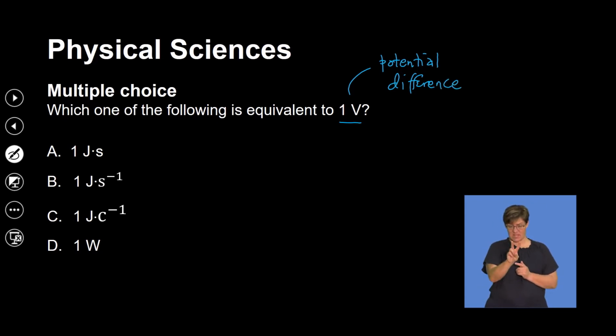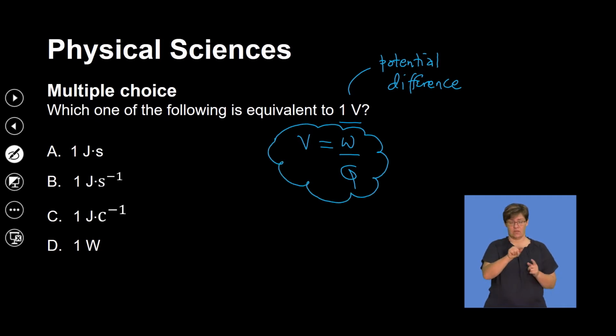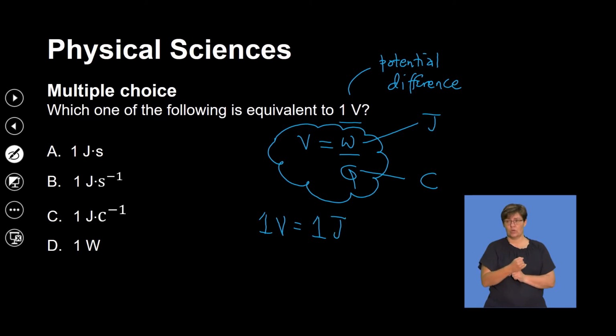And what do we know? We know that V is equal to W over Q. So what are we saying? We are saying that voltage across a device is the work done per coulomb of charge. The work is measured in terms of energy in joules, while the charge is in coulombs. So we can immediately say that a volt is equal to 1 joule per coulomb of charge. So we are able to immediately identify the correct option.